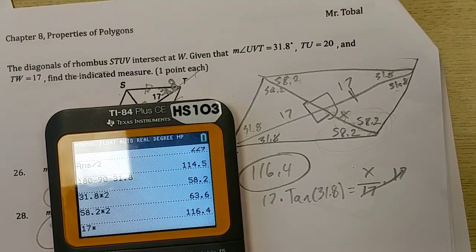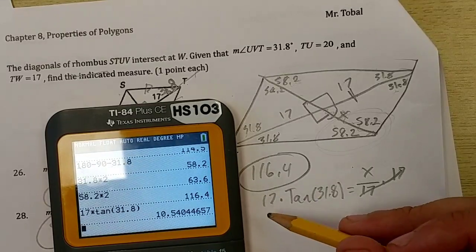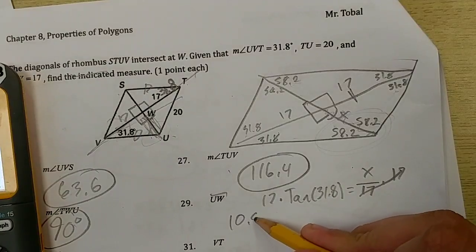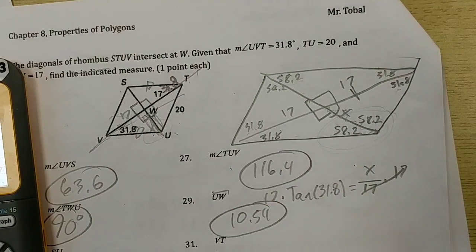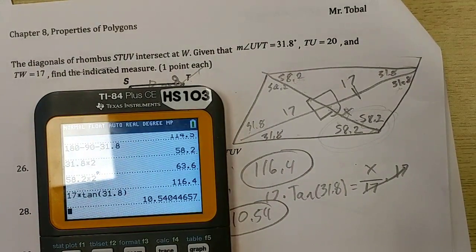17 times tan 31.8. So that should be 10.54. That sounds familiar to me. So maybe that is the right answer. So it's 10.54.